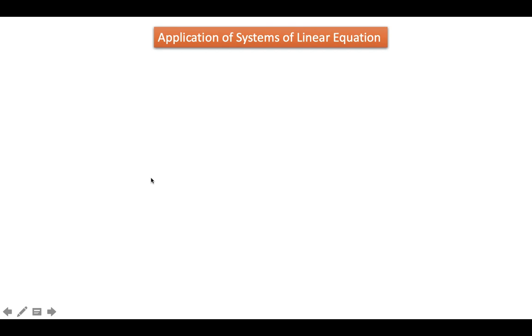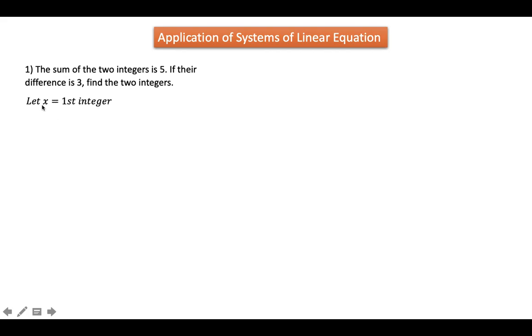Application of systems of linear equations. Given the sum of two integers is 5, if their difference is 3, find the two integers. So we're looking for the two integers, and since they are unknown, we will use a variable to represent an unknown. So let x be the first integer and let y be the second integer.